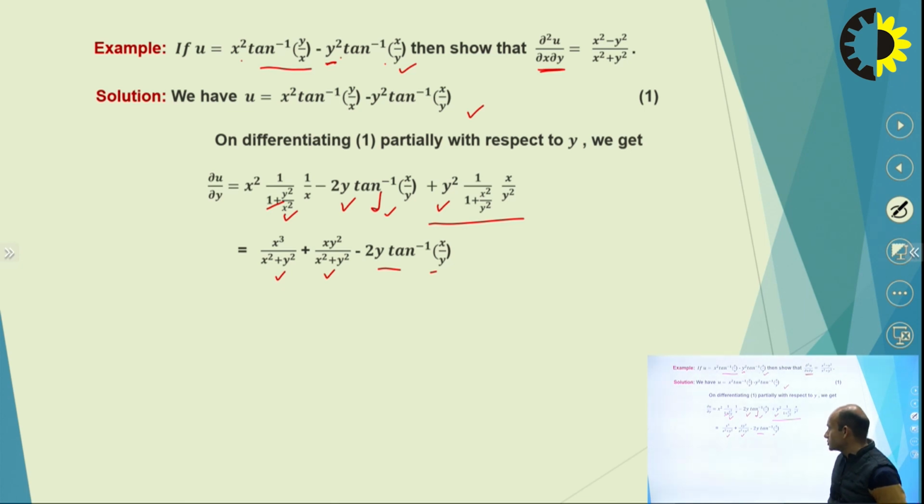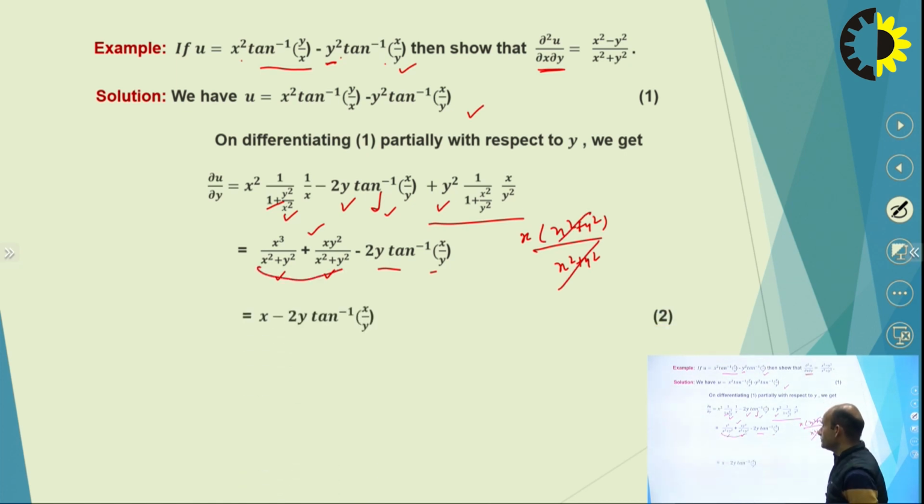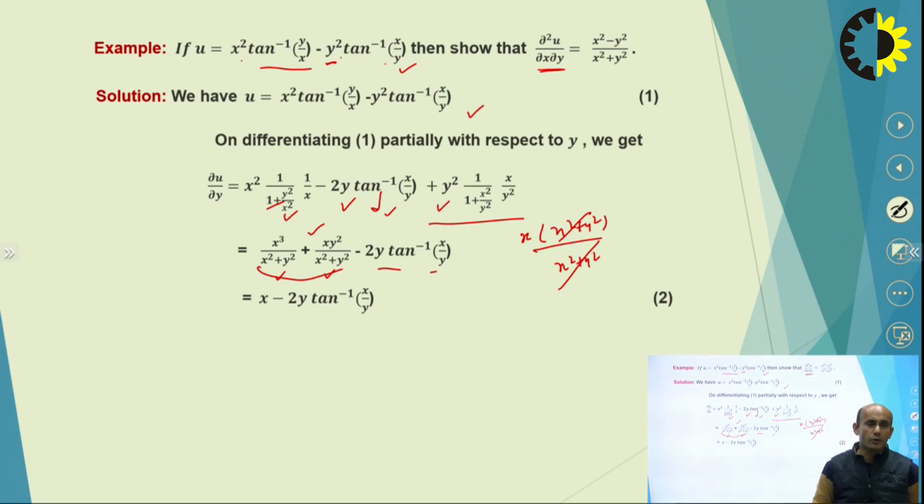So after simplification, if we are taking x as common, we have x square plus y square upon x square plus y square. So this term is actually x. The sum of these two terms will be x. So we have x minus 2y tan inverse x upon y. So this is the value of ∂u/∂y.